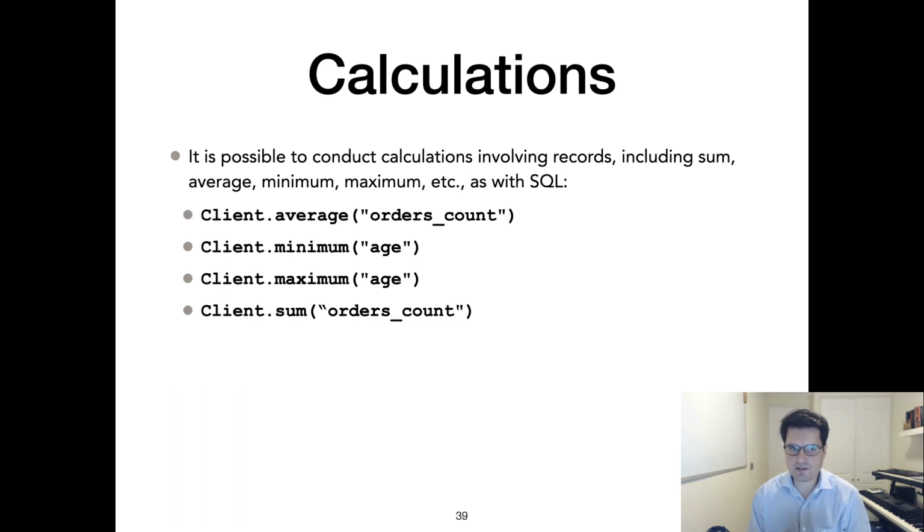And lastly, you can compute calculations on an attribute, or equivalently a column. You can get the average, the minimum, the maximum, the sum by passing a column name or attribute name. And as you saw before, when you group by some attribute, you can get the aggregate values, the sum, the average, for each group.